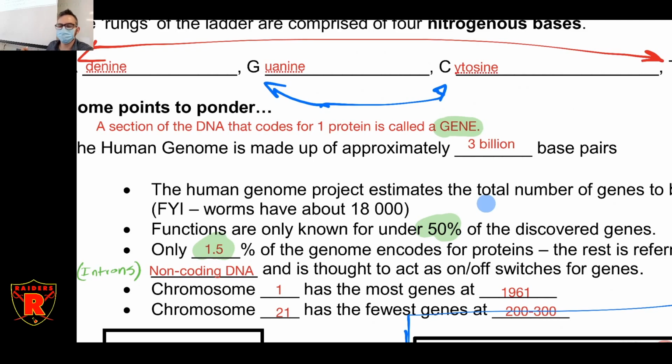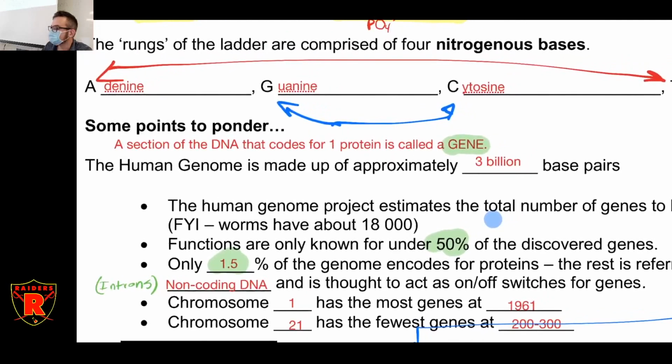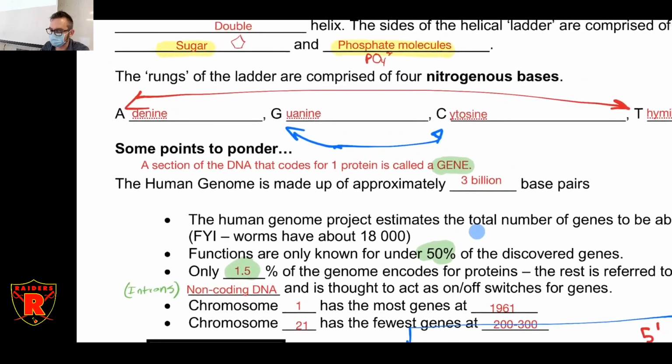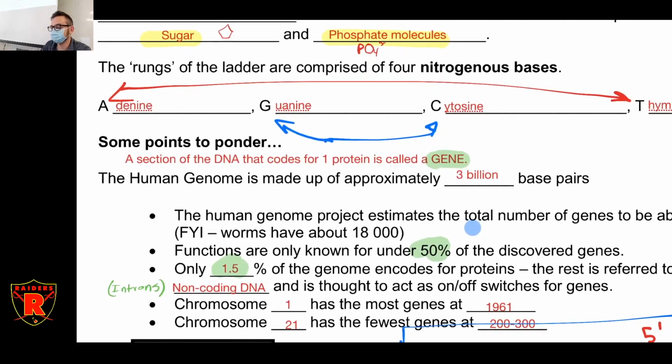So, how are they organized? Well, they're organized by size. Remember, a chromosome is just a section, a strip of DNA. The first chromosome, we call it chromosome 1 because it's the biggest one, has the most genes in it. It has 1,961 genes. The smallest chromosome is chromosome 21, and it has the fewest genes, 2 to 300.